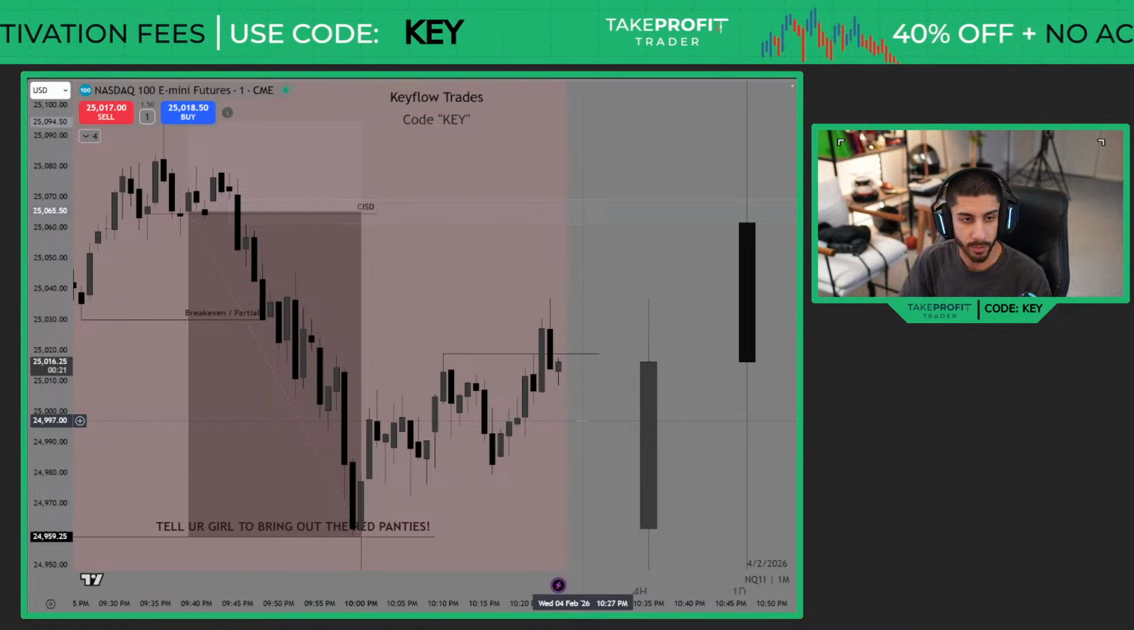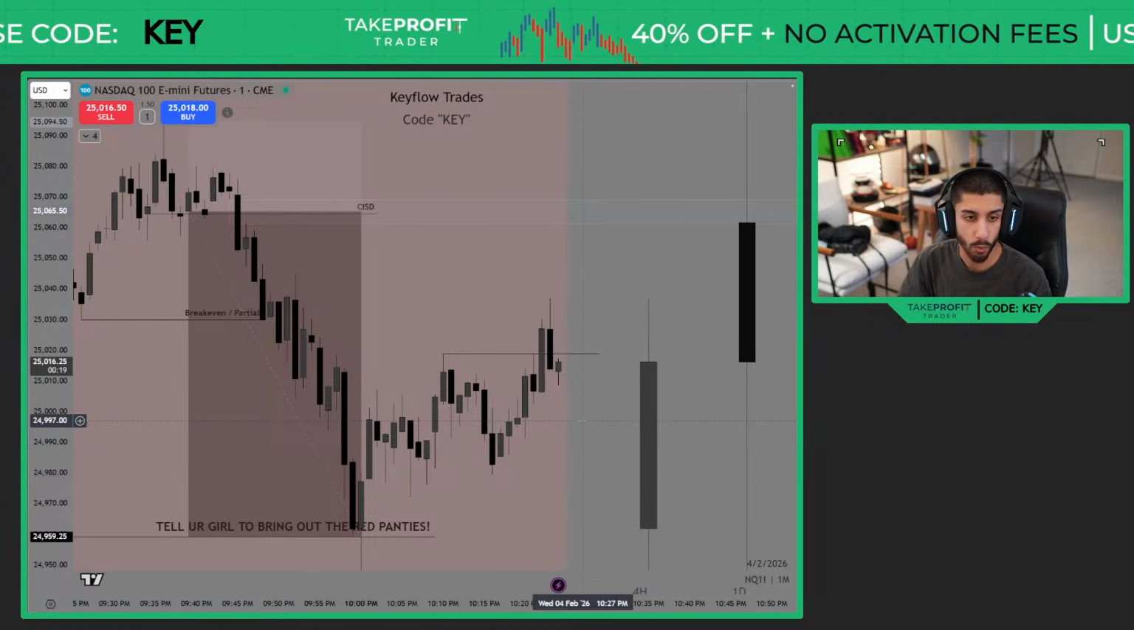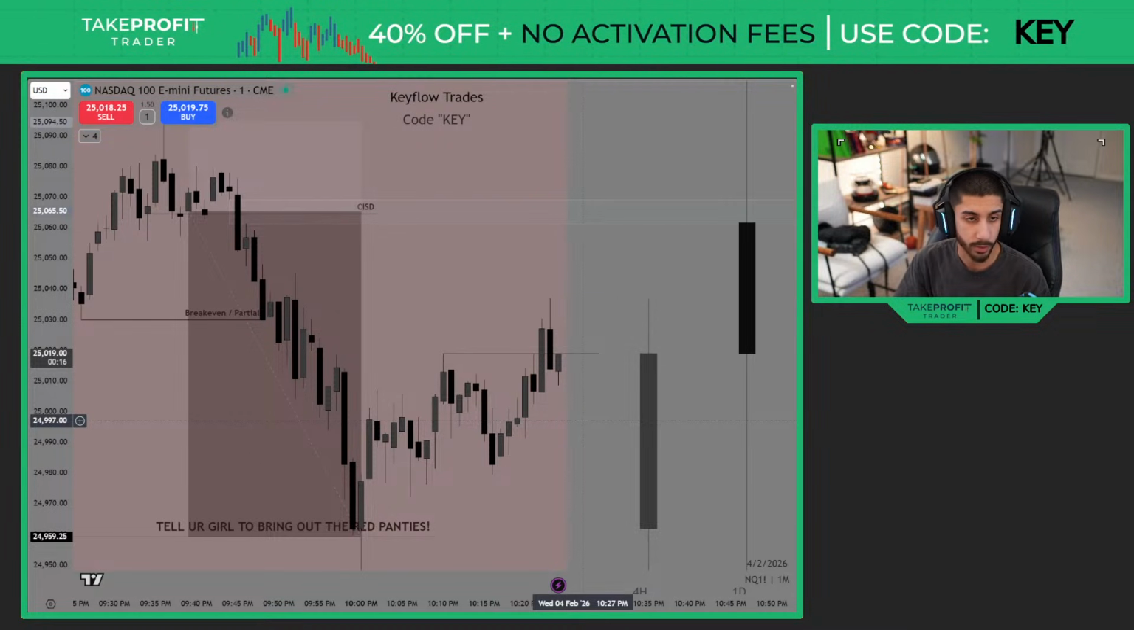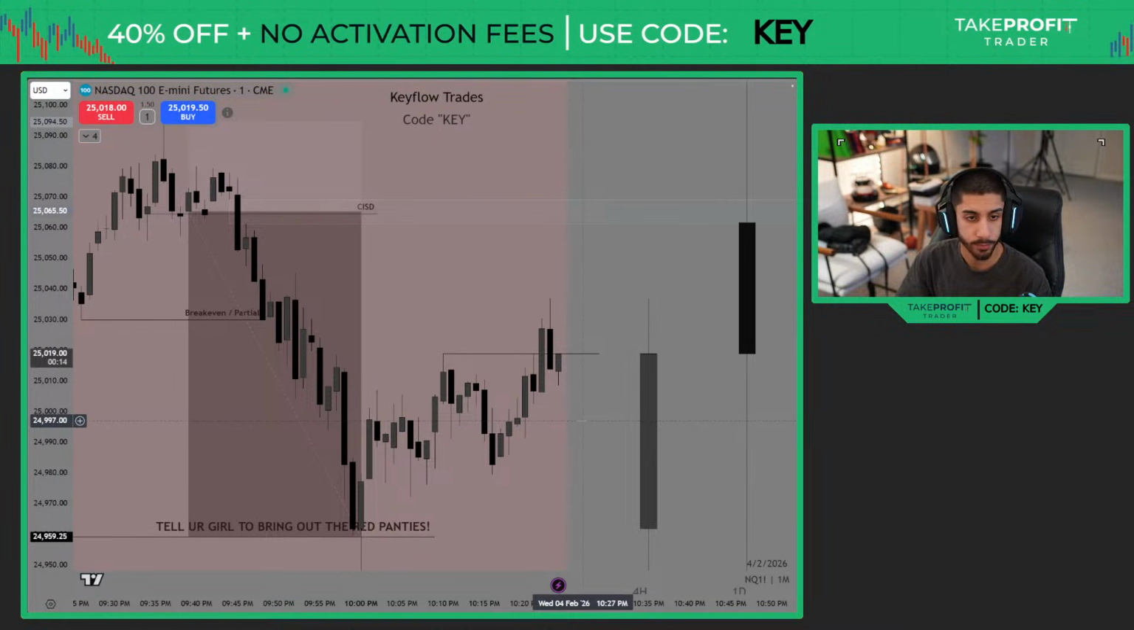Ever look for the CSD on the 5-minute or always on the 1 minute? 5-minute aligns with the 1 hour. So if we have a 1 hour fair value gap, then I'll look at a 5-minute change in state of delivery.